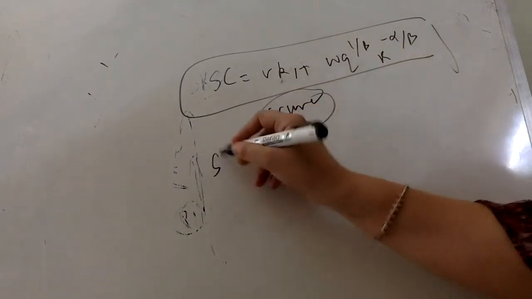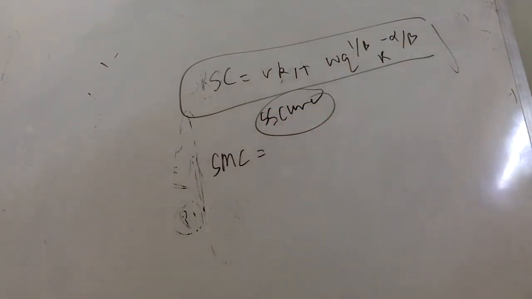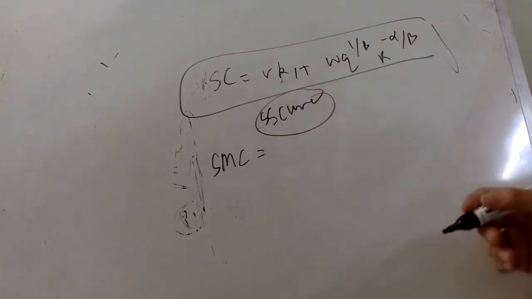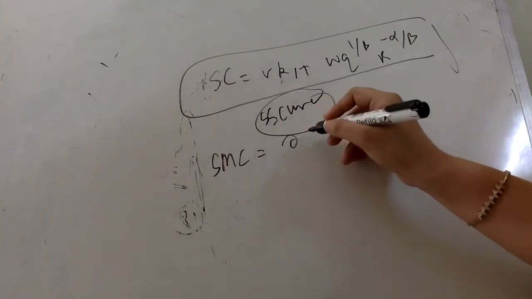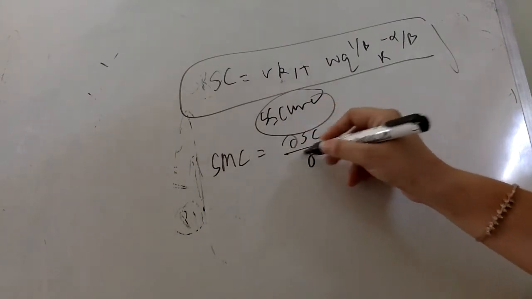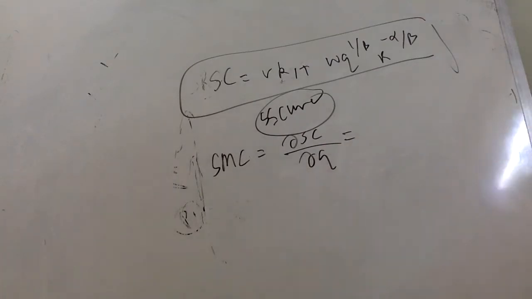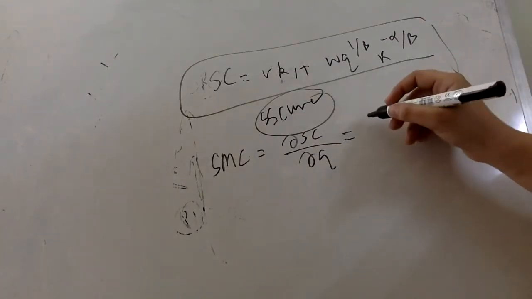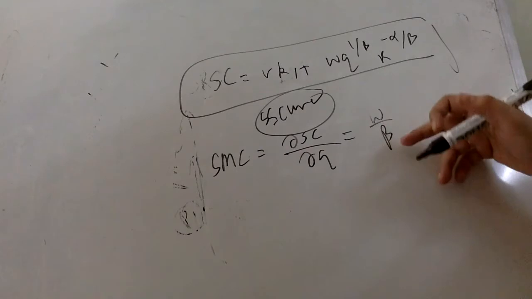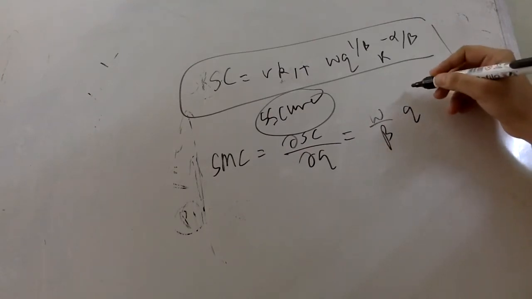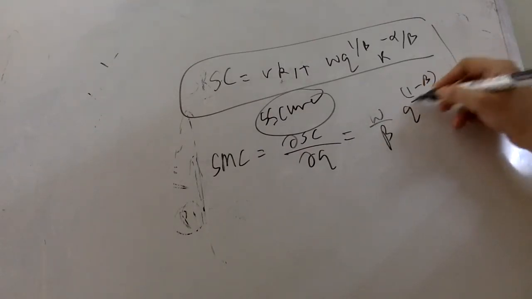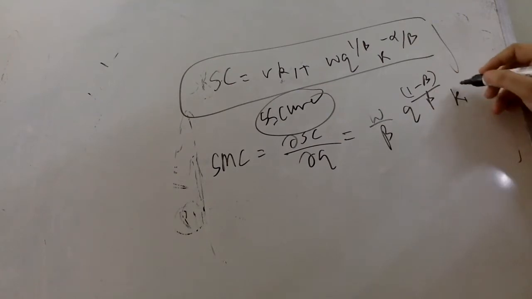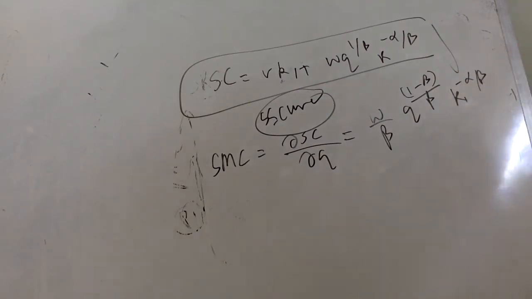Short run marginal cost is something that we can compute directly from this equation. And how do we do that? By differentiating the short run cost with respect to the quantity. Compute it and we get this equation: 1 by W by beta times Q power 1 minus beta upon beta, K1 power minus alpha by beta.